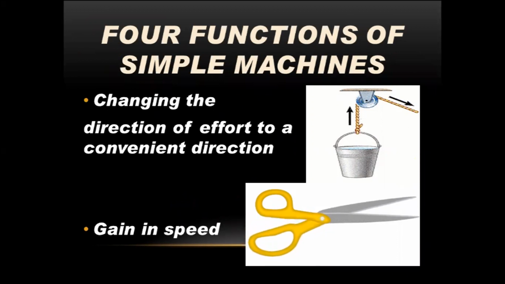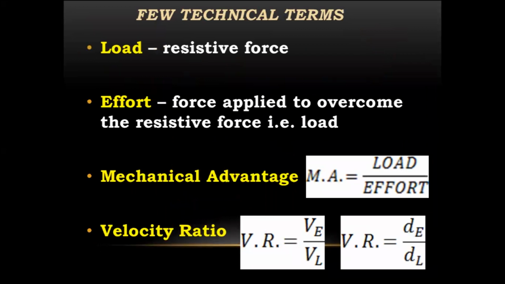Now, in order to have a clear understanding of the chapter, there are a few technical terms which you should be clear about. So number one, load. What is load? The resistive or opposing force to be overcome by the machine. For example, imagine you're coming to school, you're getting ready, you're well dressed in your uniform, with your shoes on and tie. But before you could come out of the house, there is one very important thing that you carry to school.